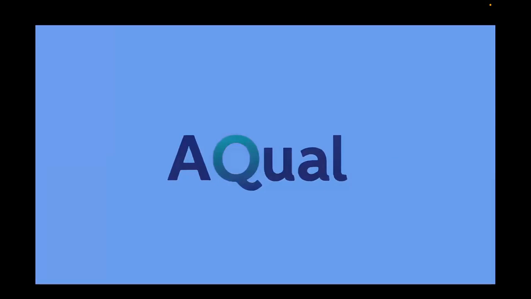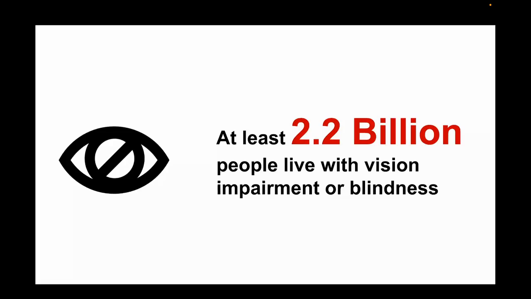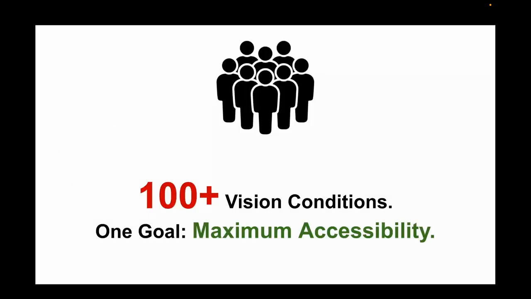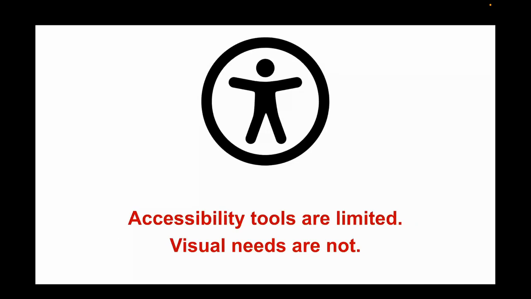So let's get started. At this moment, at least 2.2 billion people live with some form of visual impairment or blindness. There are more than 100 vision conditions, and AQual has one simple goal: maximum accessibility. This is because accessibility tools are limited, but the visual needs aren't.